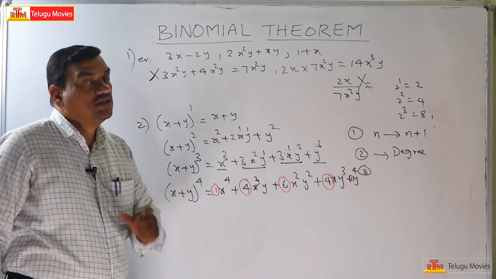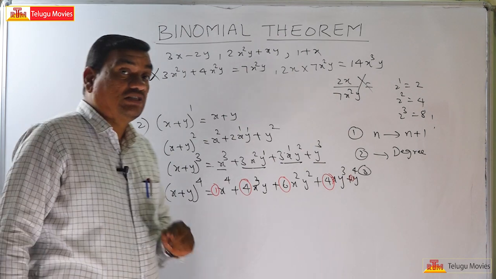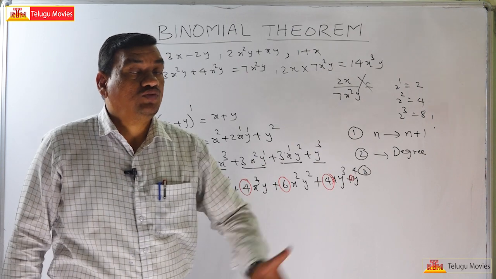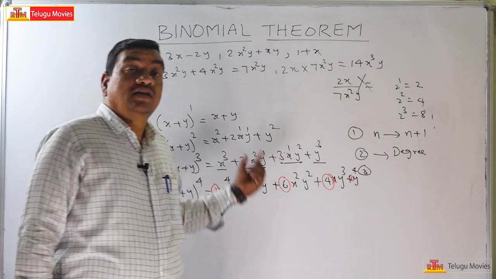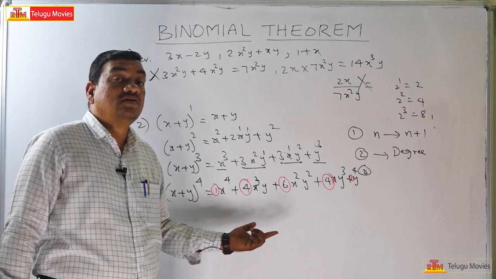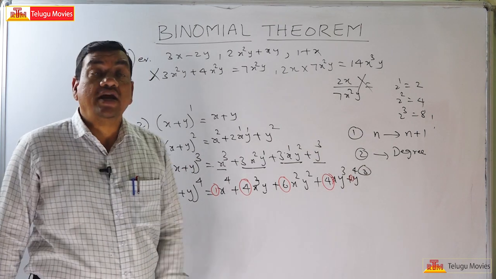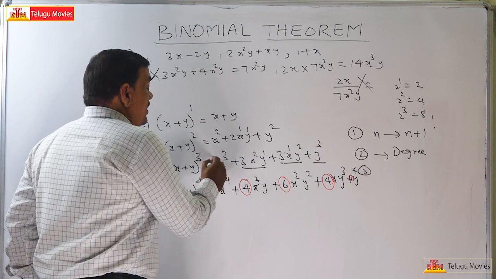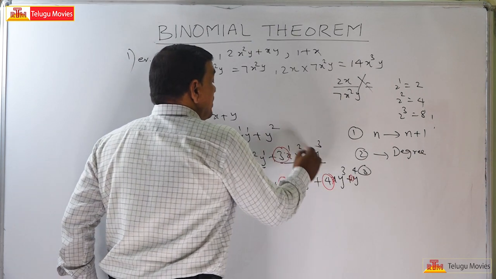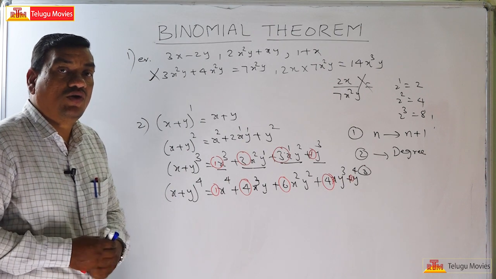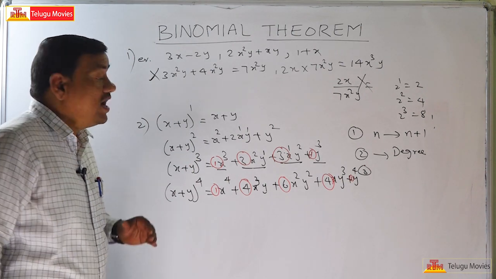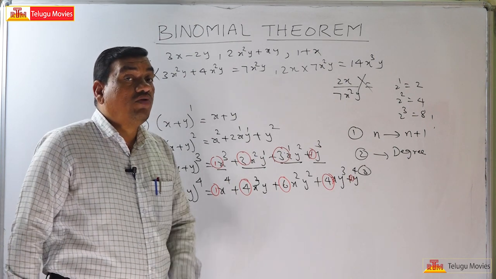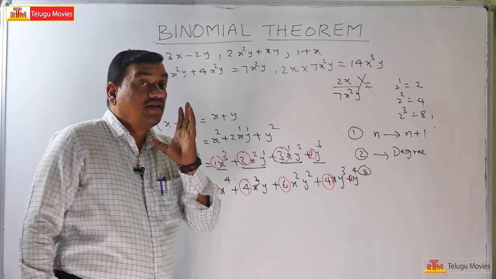So let us continue. Don't go away. I am going to explain a very, very important topic here. This is the idea given by a great mathematician, Sir Isaac Newton. He got the idea of how these coefficients vary. See these coefficients here: 1, 3, 3, 1. Of course, Pascal also gave one rule, but the idea I am going to give is by the great mathematician.